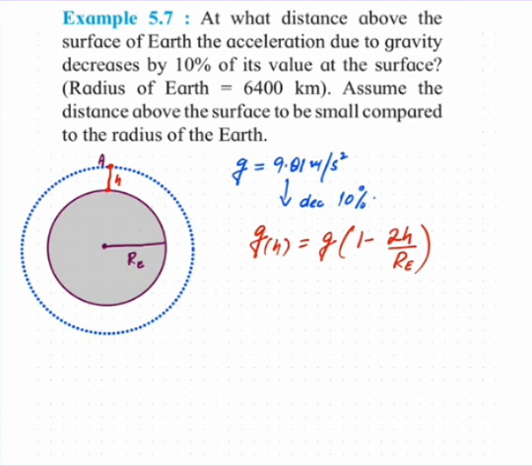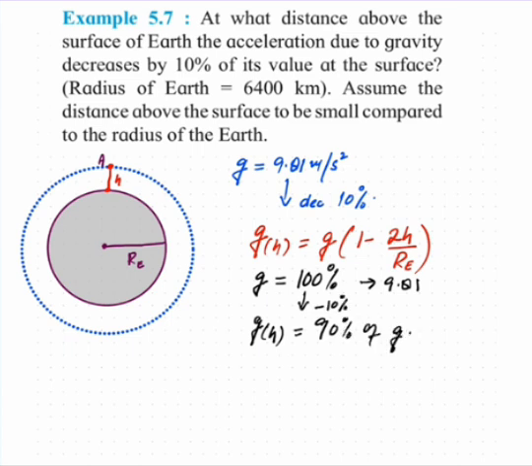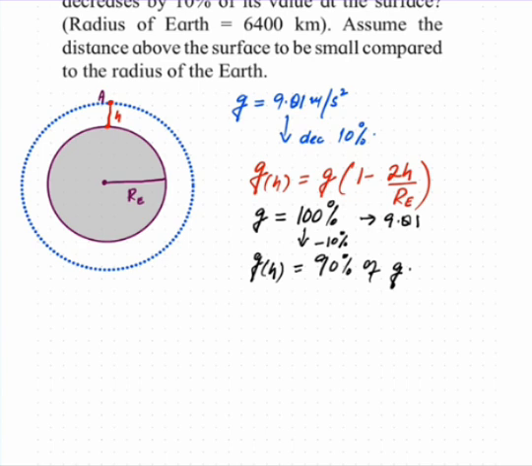Now, let's suppose that the value of g on the surface of Earth is 100%, which is basically equal to 9.81. I will use the percentage concept here so that we will get this question easily. If the value of g decreases by 10%, it means that the value of g at some height will be equal to 90%, because we have decreased the value of g by 10%. So it will be 90% of g at some height h, meaning at the point A.